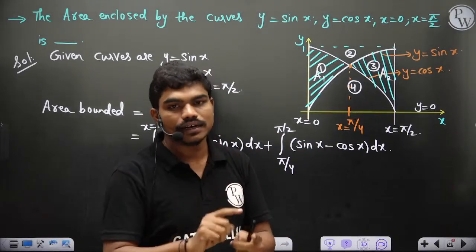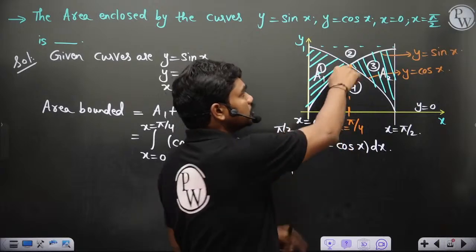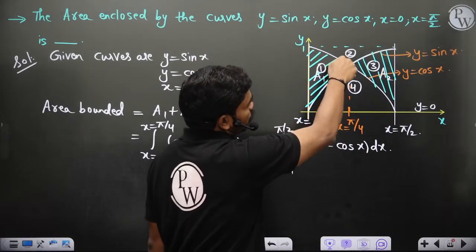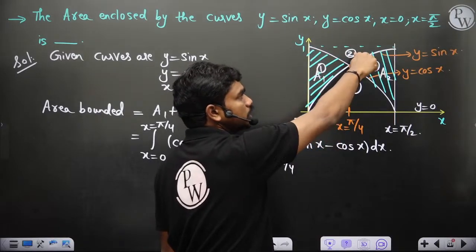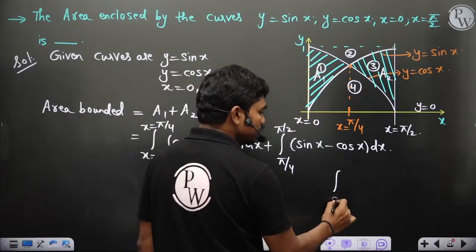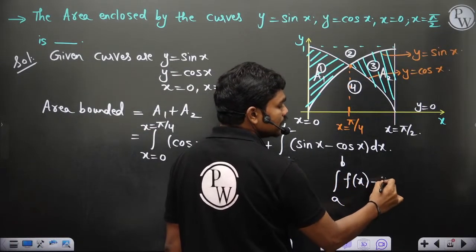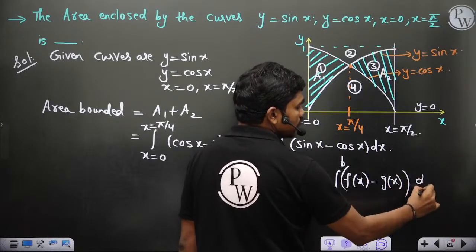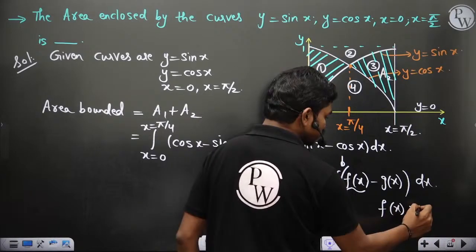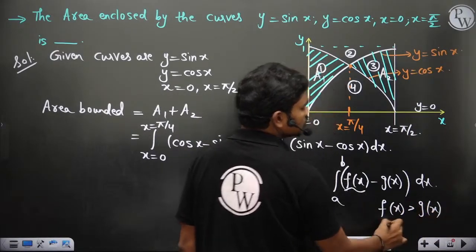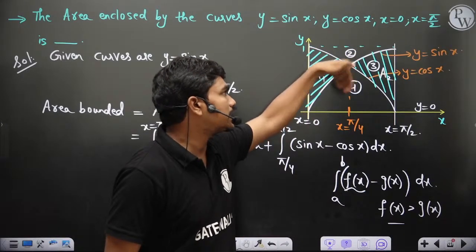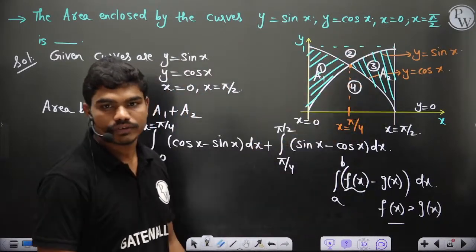Second, within that area, is there any intersection of the curves, are the curves crossing each other? You can see this cos x and this sin x are interchanging their positions after x equal to pi by 4. So you have to break the integration at pi by 4, because I told you the integral from a to b of f of x minus g of x dx is valid only when f of x is greater than or equal to g of x, of course if it's equal, it's 0. So f of x greater than g of x, yes or no? Now till this point f of x is cos x and g of x is sin x, but after this point sin x takes a leap, so sin x minus cos x is what you have here.